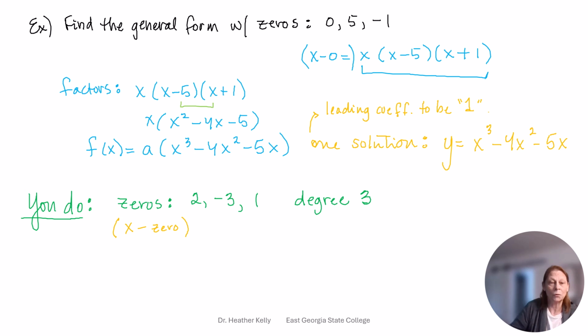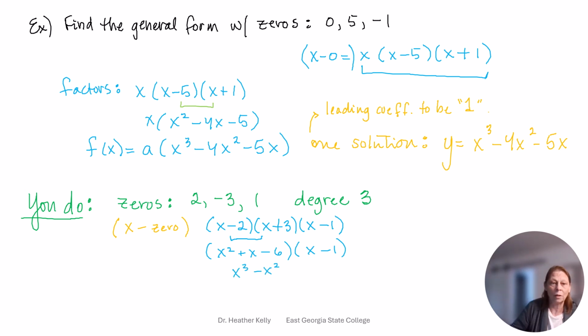So first things first, we're going to get our factors: x minus 2, x plus 3, x minus 1. I'll multiply these two together first. We have x squared plus x minus 6 multiplying it by an x minus 1. So I'm just going to knock it out here. We have x cubed minus x squared plus x squared minus x minus 6x plus 6.